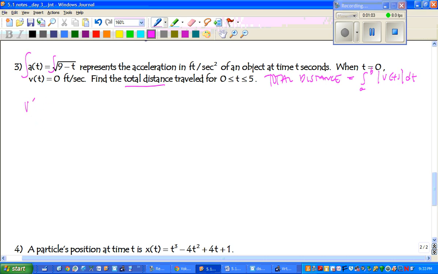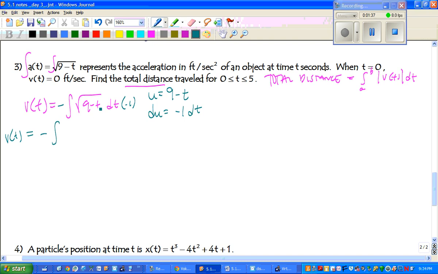So if we take the antiderivative of that, we're going to get velocity equals antiderivative of square root of 9 minus t. So this is where we're going to have to go ahead and use u substitution again. U would be equal to 9 minus t, because that's inside the square root. So du is negative 1 dt. So we can multiply the inside by negative 1, outside by negative 1. We get negative square root of u, or u to the 1/2, du.